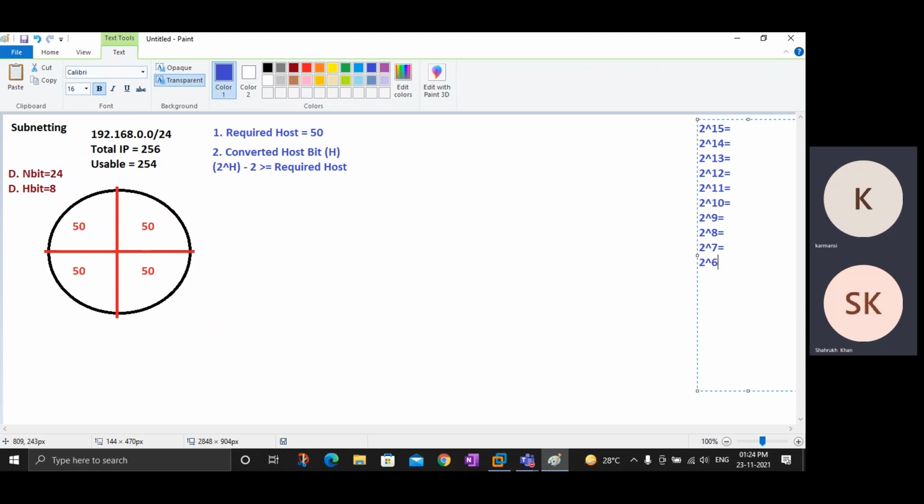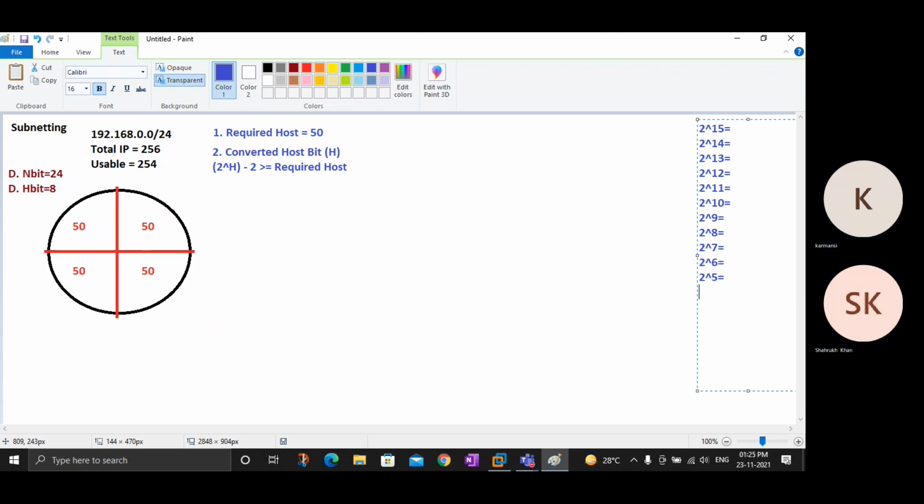Sorry, I didn't get this part. Why is it different for every network class? Because in class, we only discussed till 2 raised to power 7. Like in class C, how many host bits are there? Class C, we only have 8 host bits. Yeah. If we start from 0 and go up to 7, those 8 host bits will be covered. So that's why we only need to calculate up to 2 raised to the power 7. Okay. In case of class B, the host bits are 16. So that's why we need to go up to 2 raised to the power 15.